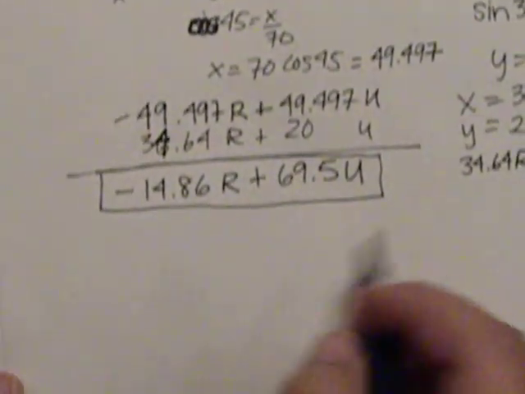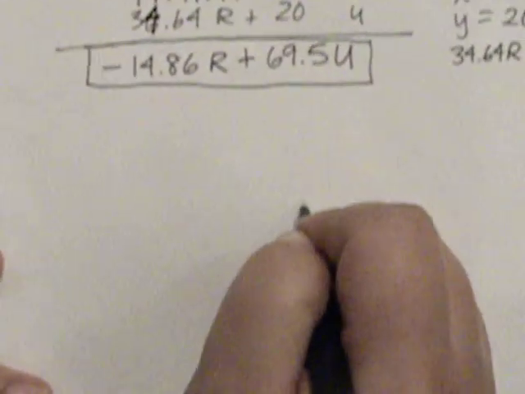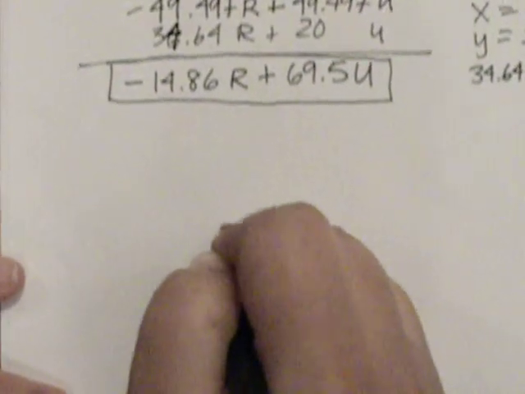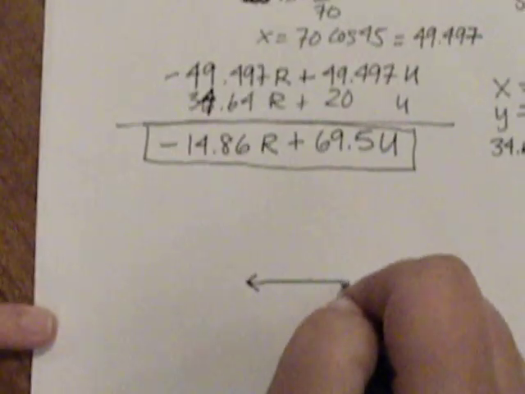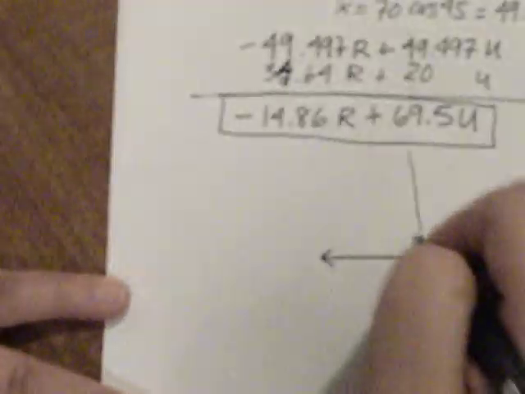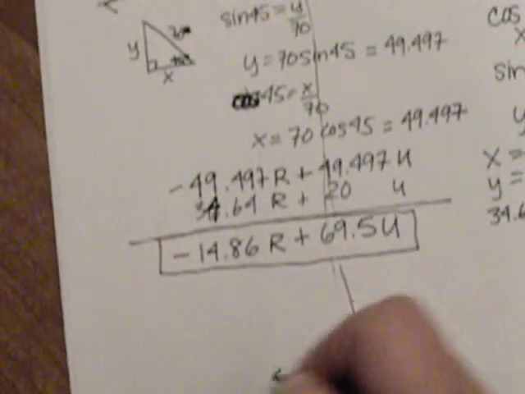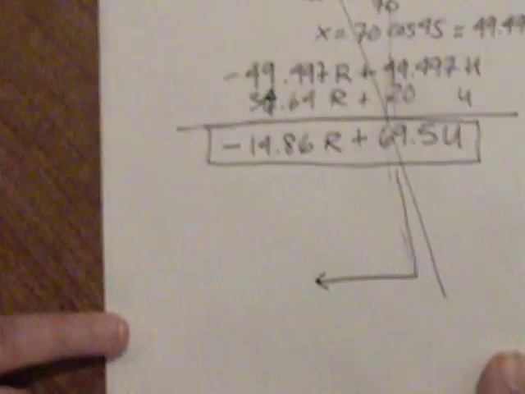So ultimately what that's saying is that the final force is being pulled negative 14.8 to the left and 69.5 up. And so when we meet those, that's what your resultant force is.